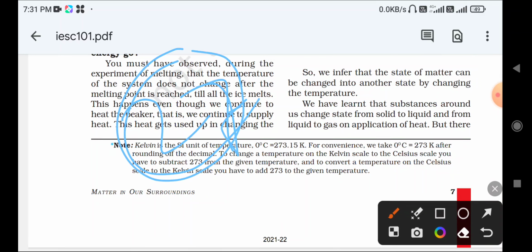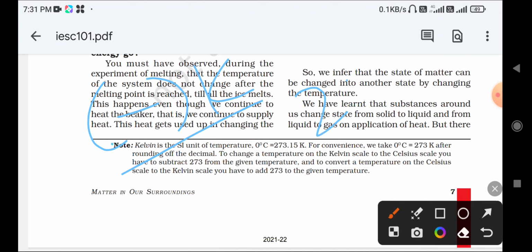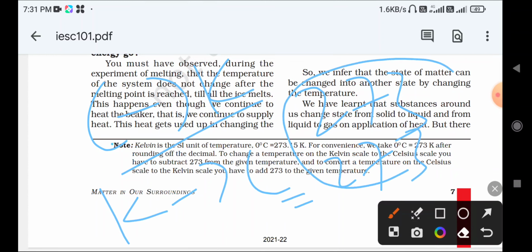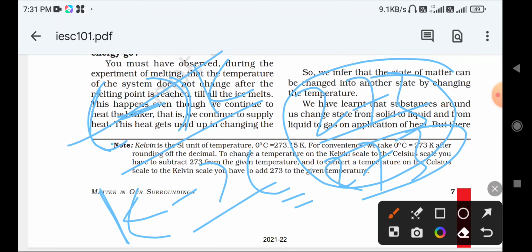Okay, so we conclude here. When we have to convert Celsius to Kelvin scale, you have to add 273, and to convert Kelvin to Celsius scale, you have to subtract 273. Remember that. Whenever you convert Celsius scale to Kelvin scale, add 273, and Kelvin scale to Celsius scale, subtract 273.